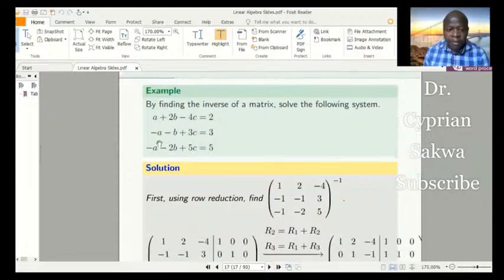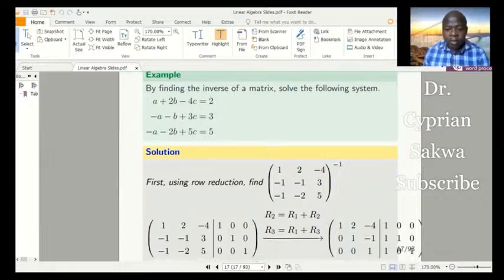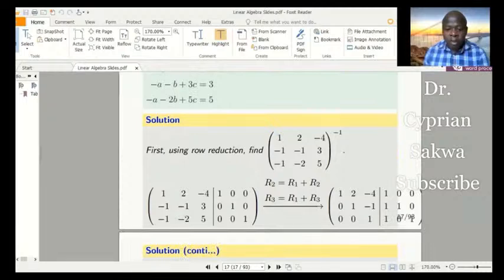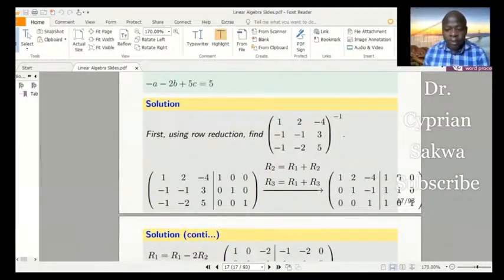The first example says, by finding the inverse of a matrix, solve the following system. So what I do, I extract the augmented matrix, and this is 1, 2, -4, -1, -1, 3, -1, -2, 5, and find the inverse of that matrix. To find the inverse of this matrix, we have various methods, and we'll just employ one of them. The one that I've used is the row reduction, but you may want to use the other method because we've already learned how to find the inverse of matrices.